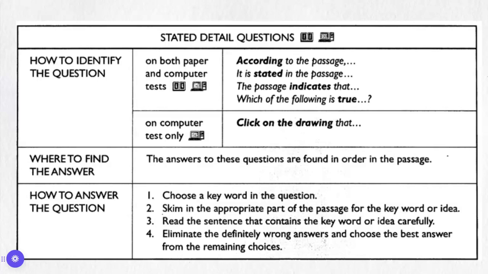Now, how should you answer this question? Well, it's a very good idea to choose a keyword or some keywords in the questions. Then, skim through the text to locate those keywords or ideas or words that you chose. Then read the sentence, the line that contains the keyword or idea, and start eliminating wrong answers. And finally, choose the best answer from the remaining options. Okay, let's practice.